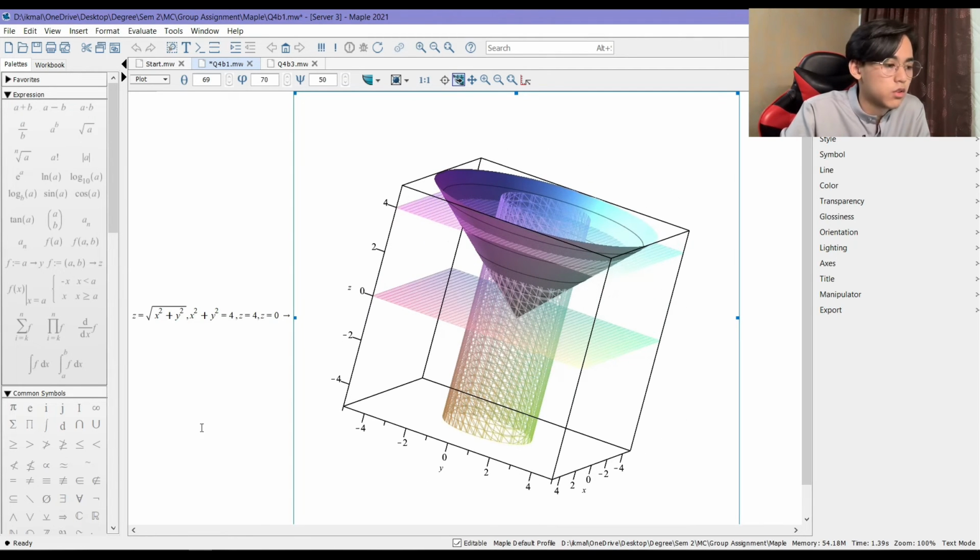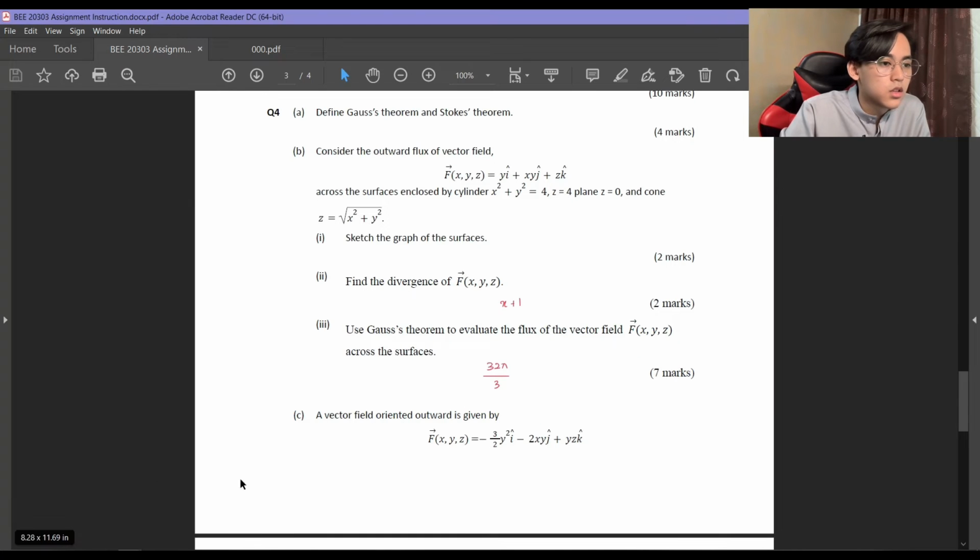So let's take a look at the second question, which is to find the divergence of the vector field F(x, y, z), where this equation we obtain from here: yi + xyj + zk. So with the manual calculation that we do, we get this answer, which is x + 1. That is the divergence of the vector field.